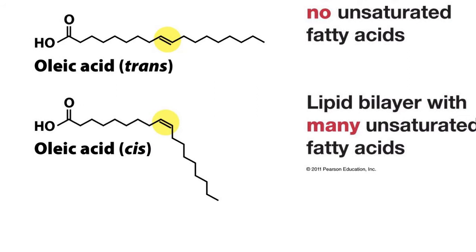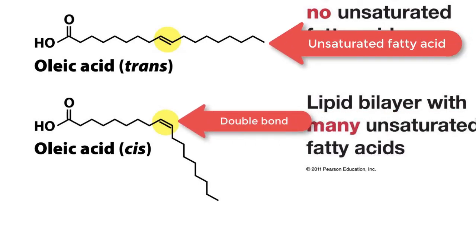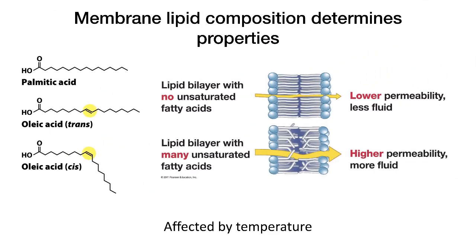If a fatty acid has double bonds in it, where two neighboring carbons share two sets of electrons, that's called a double bond, it is called unsaturated. In this case, the fatty acid will have a kink in it, and this type of lipid with unsaturated fatty acids cannot pack as tightly. The amount of unsaturated fatty acids in the membrane has two consequences. It makes the membrane more permeable, and it makes the membrane more fluid.